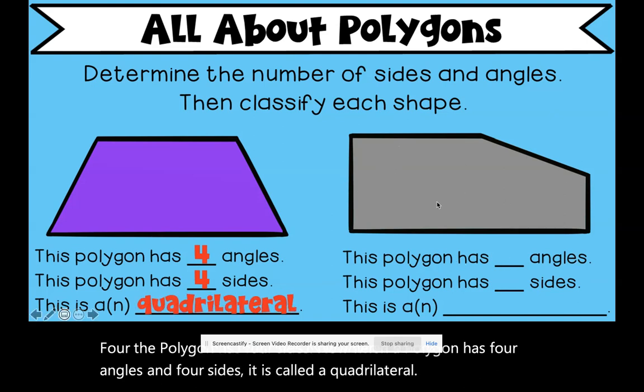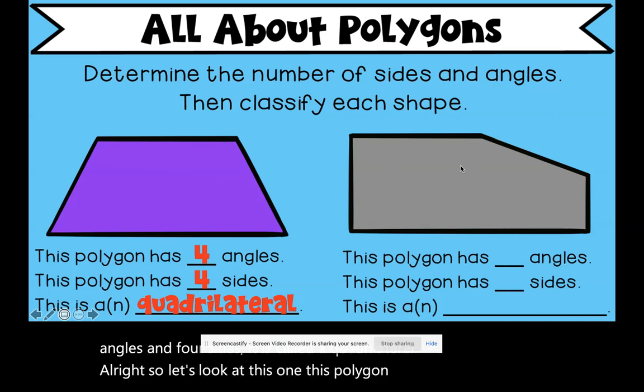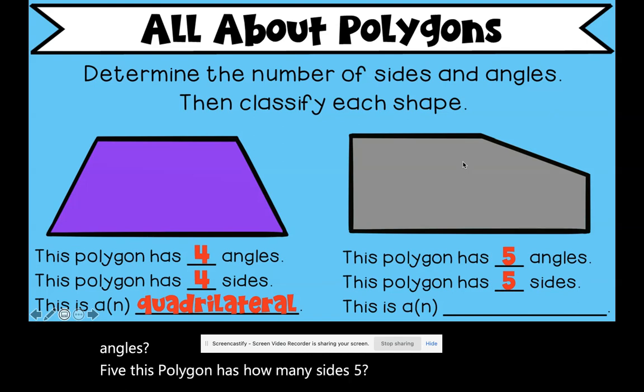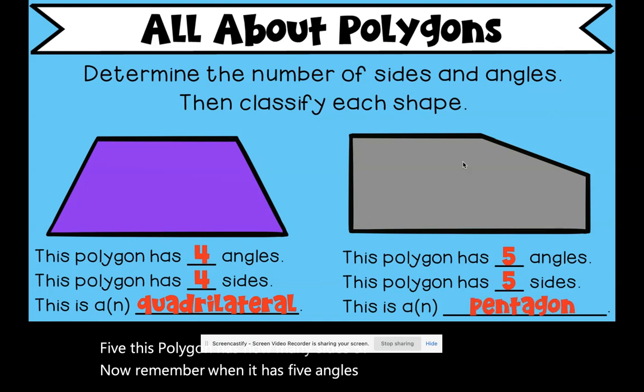All right, so let's look at this one. This polygon has how many angles? 5. This polygon has how many sides? 5. Now remember, when it has 5 angles and 5 sides, it is called a pentagon.